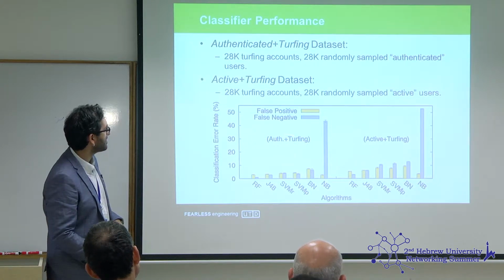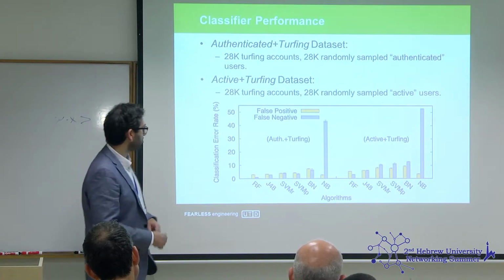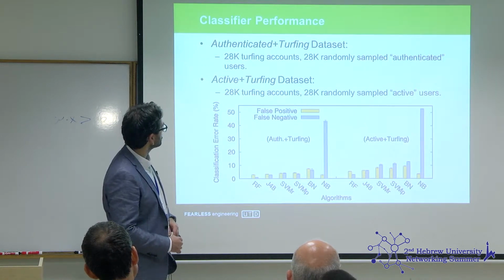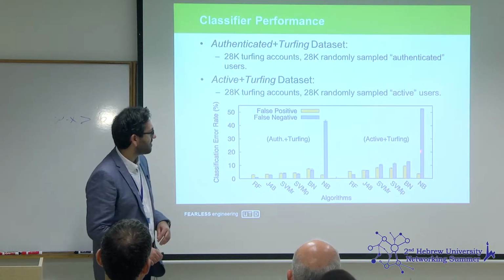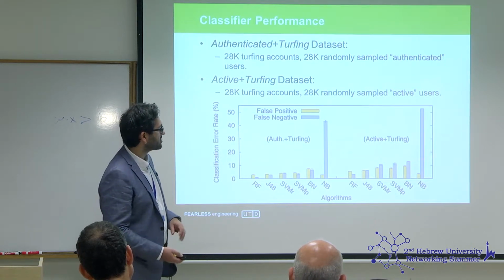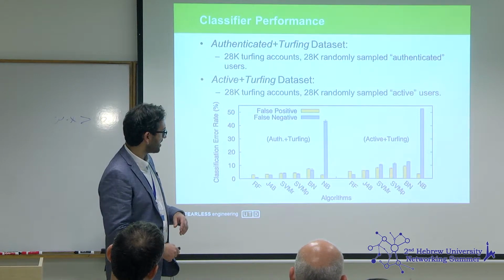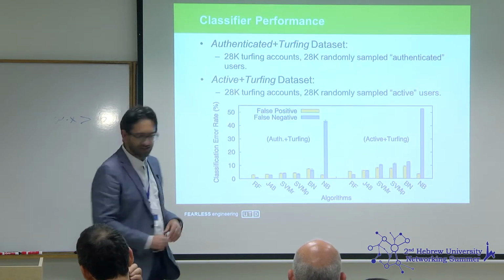classifying the turfing versus the authenticated or automated. Similarly, they run this on 20K turfing accounts and 20K active accounts. And then they try to distinguish active versus turfing. And then they manage to get, again, a couple of percent error, false positives, false negatives here. So very low error rates.